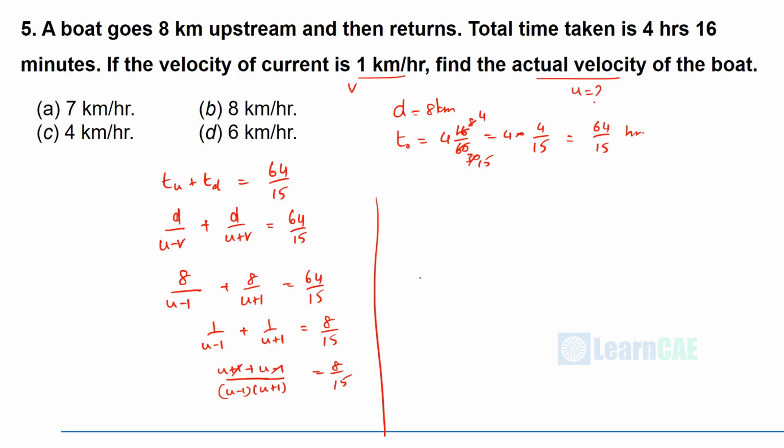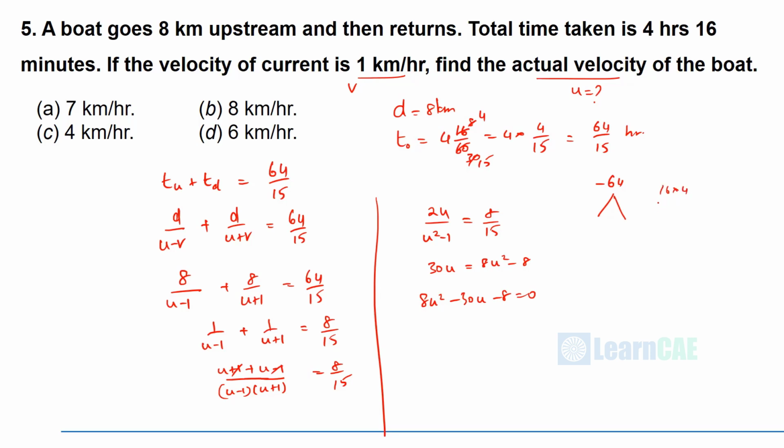The plus 1 and minus 1 get cancelled. 2U by U square minus 1 is equal to 8 by 15. We can take this to the other side: 30U is equal to 8U square minus 8. We shall rearrange this: 8U square minus 30U minus 8 is equal to 0. Let us try to solve this quadratic equation. 8 eights are 64, here it is minus 64.